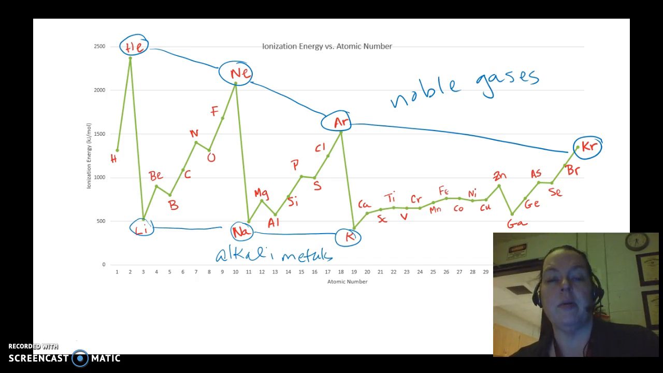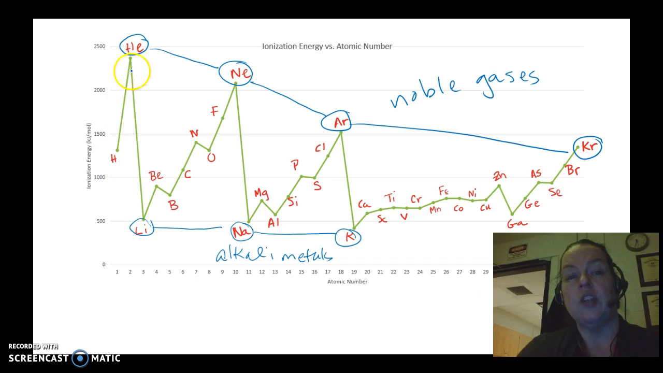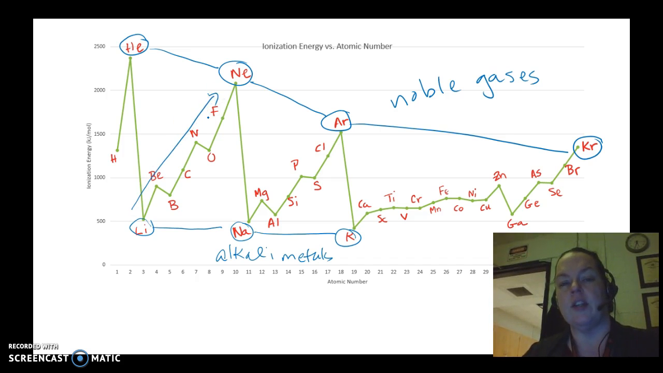Now I want to look across the period. Now remember, a period is a row. So if we look at a row on the periodic table, we'll start with the first row. The first row includes H and He. Notice as we go across the row, we go up in ionization energy. Does the same thing happen in all of the periods? Well, let's look. The second period starts with lithium and goes all the way to neon. So there's the second period right there. And notice what's happening. The general trend is that we are going up in ionization energy.